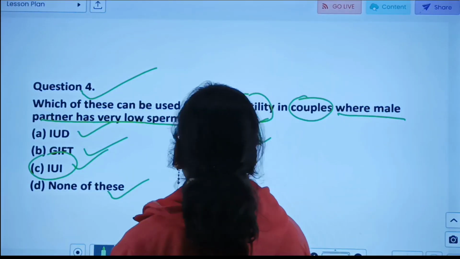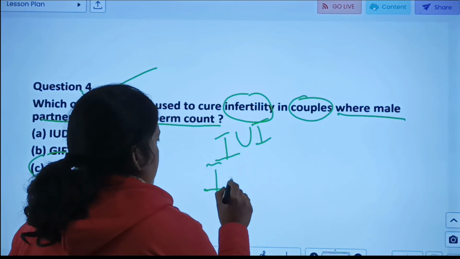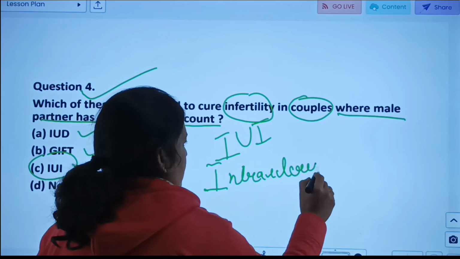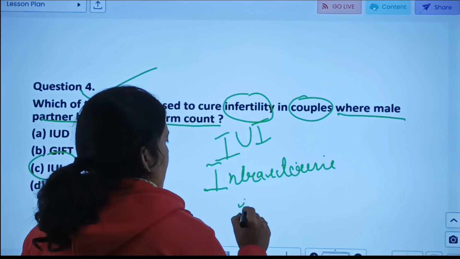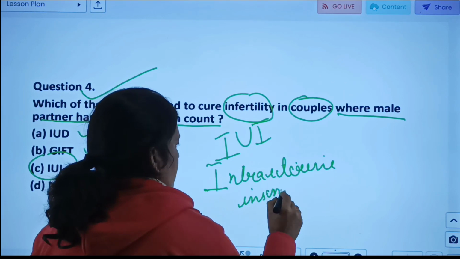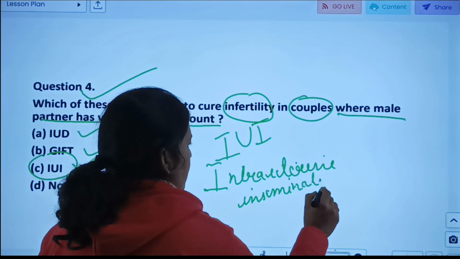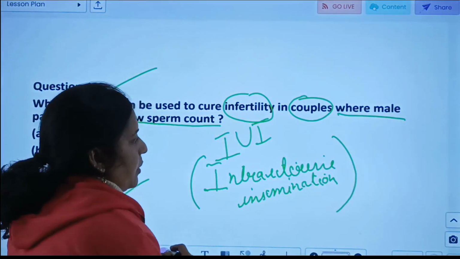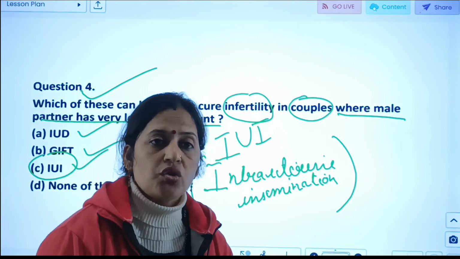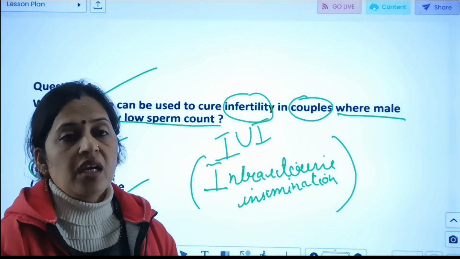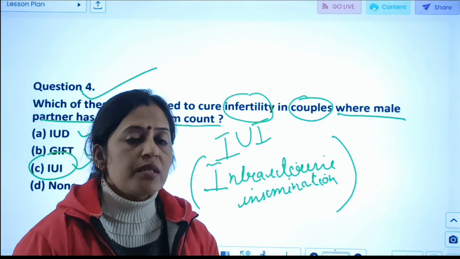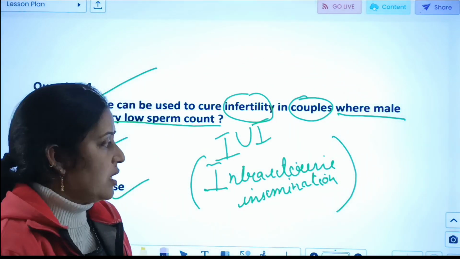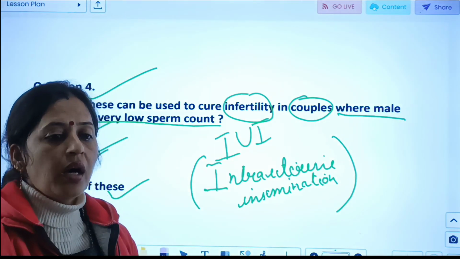That is IUI, intrauterine insemination. Intrauterine insemination is a method or a technique where the sperms of the male are directly injected into the female's uterus. So this is the technique that is known as IUI.